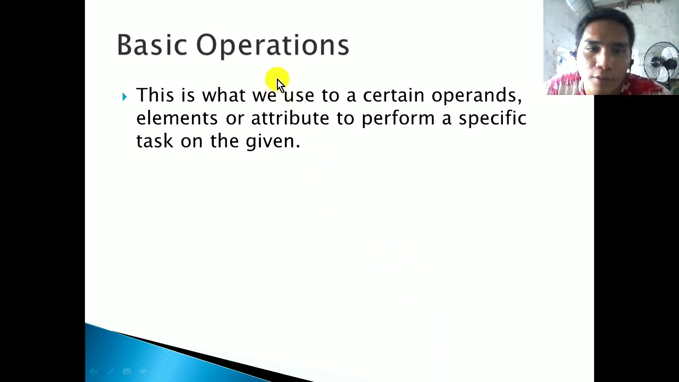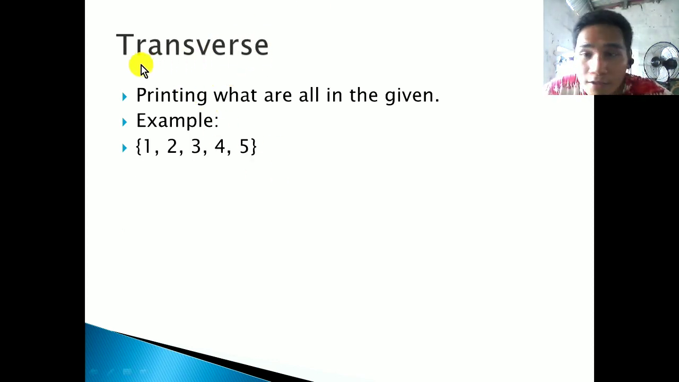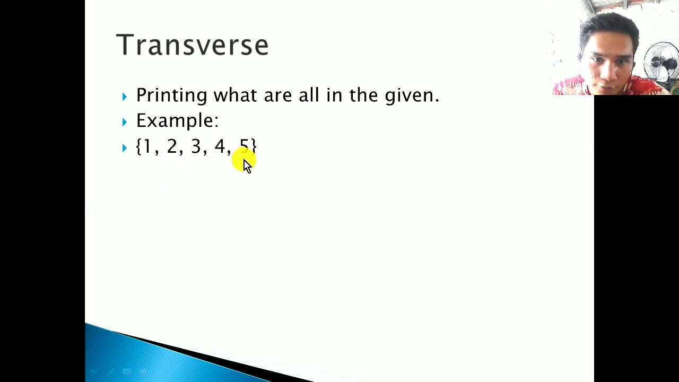So, what are basic operations? These are what we use to ascertain operands, elements, or attributes to perform a specific task on the given. The types of basic operations are traverse, searching, insertion, deletion, sorting, and merging. In traverse, we print everything in the given, in the specific operation or platform. For example, 1, 2, 3, 4, 5.